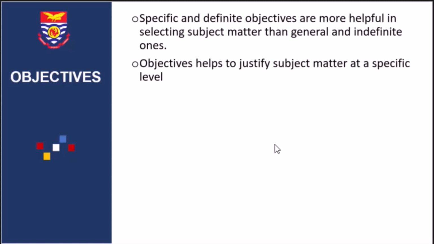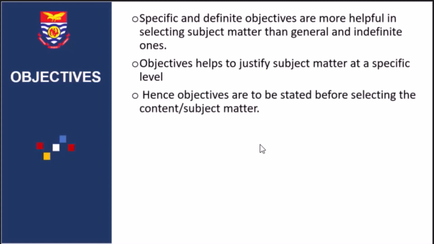If you are teaching JHS 1, what are the objectives stated in the syllabus? It will guide you to select the appropriate subject matter for that level. Hence, objectives are to be stated before selecting the content or subject matter, because the objectives will guide us to know the kind of subject matter to select. So this is a factor that influences the selection of subject matter.